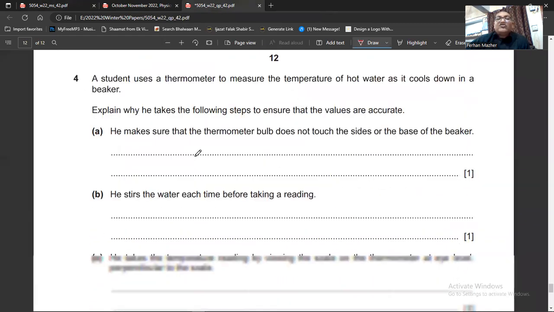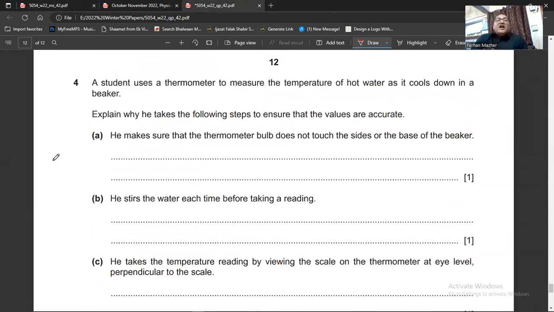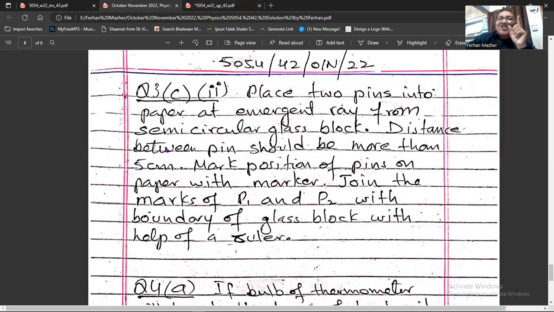Then we have the next question, question number 4. He says, a student uses a thermometer to measure the temperature of hot water as it cools down in a beaker. Explain why he takes the following steps to ensure that the values are accurate. He makes sure that the thermometer bulb does not touch the side or the base of the beaker. You see, when you put the thermometer in water and you want to note down the temperature of the water, the bulb of the thermometer should be in the middle of the water. If it touches the base of the beaker, it will start recording the temperature of the base of the beaker instead of the water. That's why it should not touch.